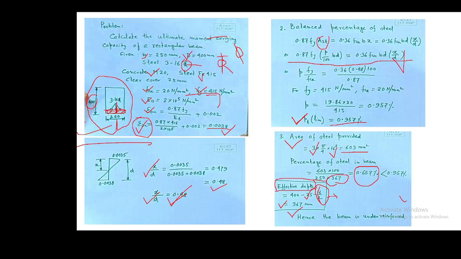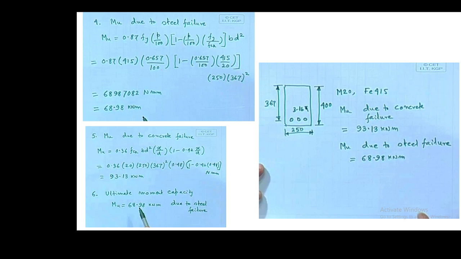Our percentage area of steel is less than the balanced one. Which type of section will it be? Under reinforced. Yes, it will be under reinforced. If it is more than that, it will be over reinforced. If it is equal, then it's a balanced section.